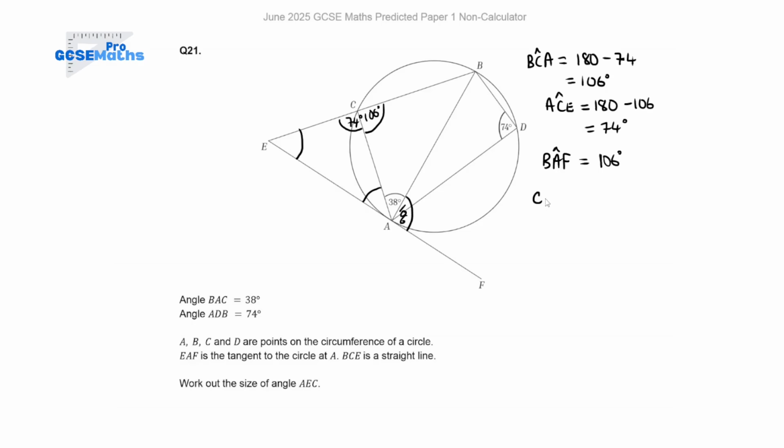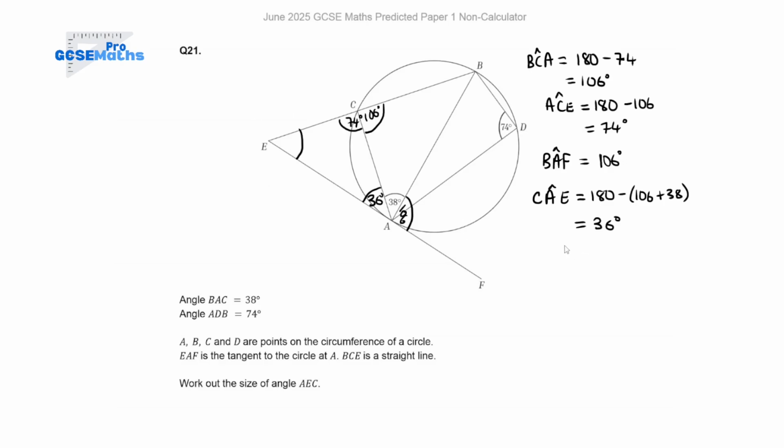So then CAE is just on a straight line, isn't it? 180 minus the 106 plus the 38. So that added together is 144. Take that away. Subtract 140 is 40, so 36. This is 36. However you worked that out, whether you use the triangle or the straight line, doesn't matter.